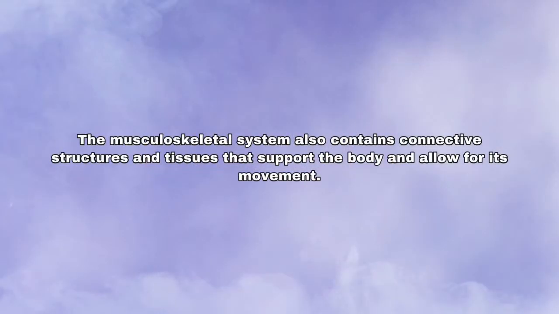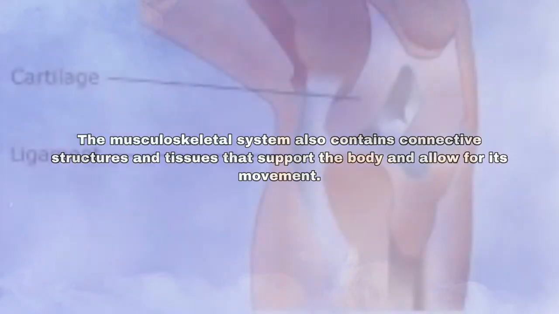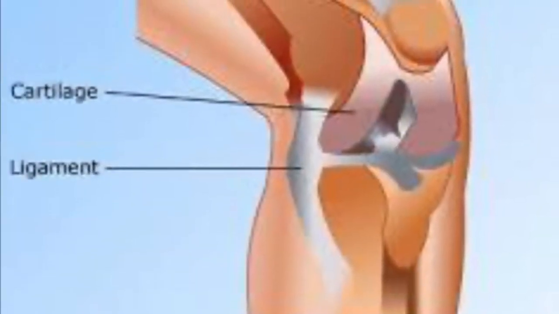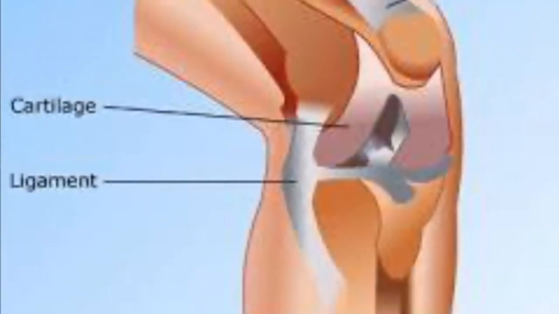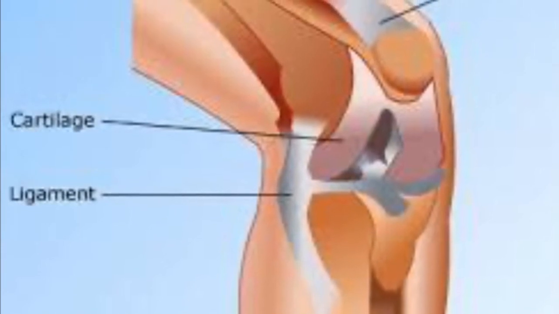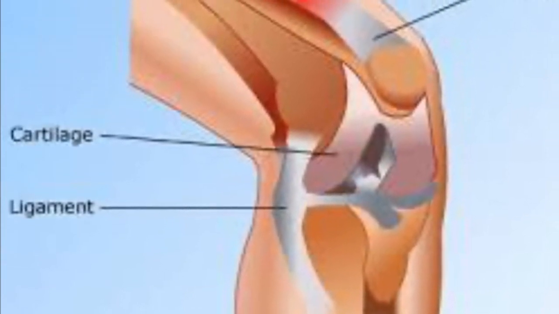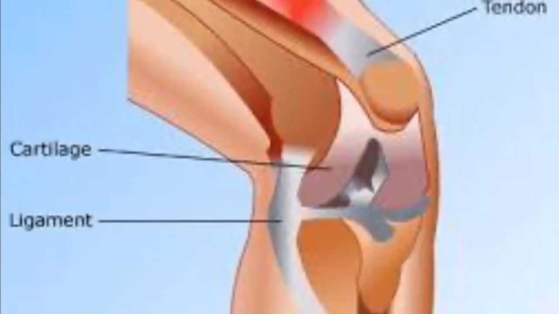It's also important to know that the musculoskeletal system also contains connective structures and tissues that support the body and allow it to move. Did you know that cartilage acts as a shock absorber to reduce friction? And ligaments help stabilize the joint, keeping it from moving outside of its intended range of motion.